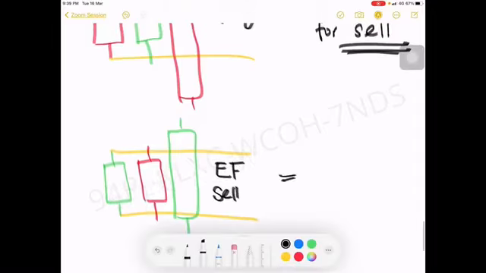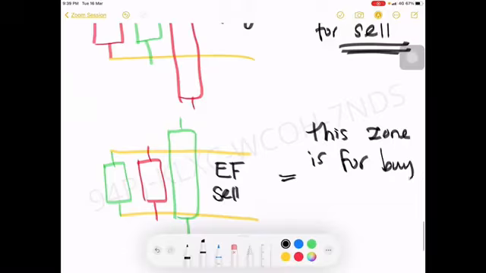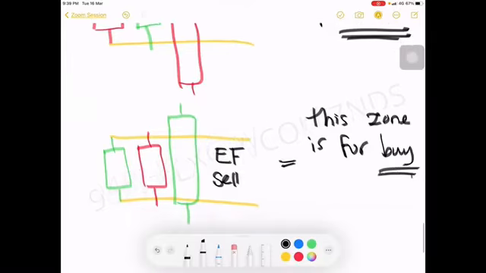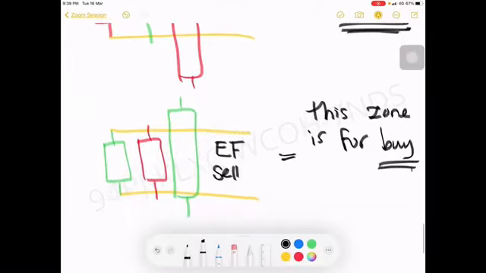So this zone is going to be for sell or buy? Buy. Yes. Correct. Okay. Is it easy? Do you understand it now? Okay, it's okay.